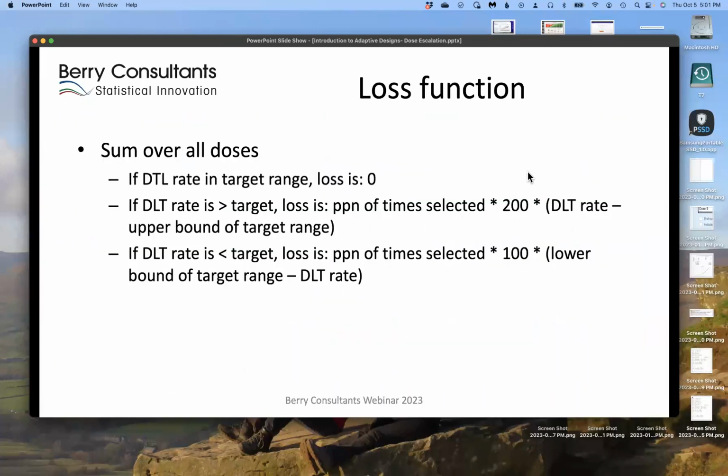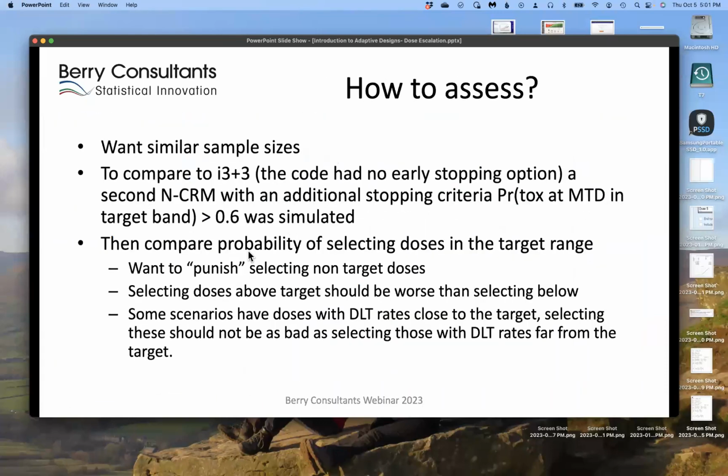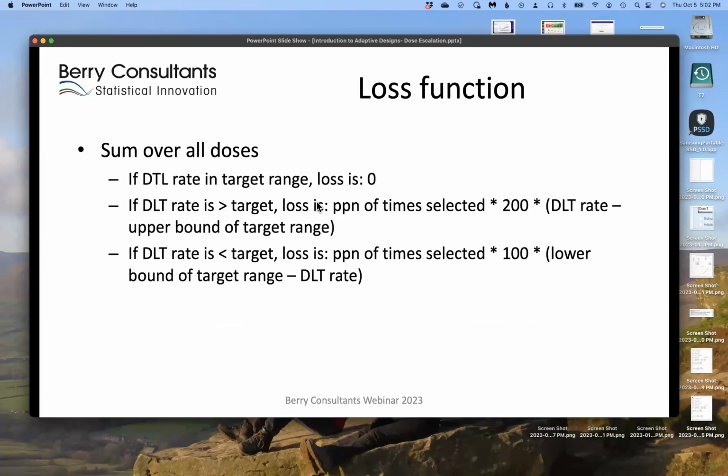But I wanted to compare. So the interesting thing is, well, what if you're picking a dose that's not the MTD? Are you picking a dose that's unsafe above the target band, or are you picking a dose that's just not as effective and below the target band? And are you picking a dose that's way outside the target band, so the difference in toxicity is quite big, or is it when you're picking doses that are actually very close to the target band? So I created a loss function.